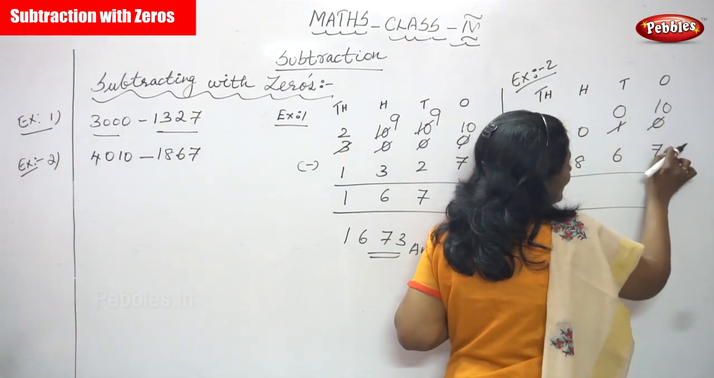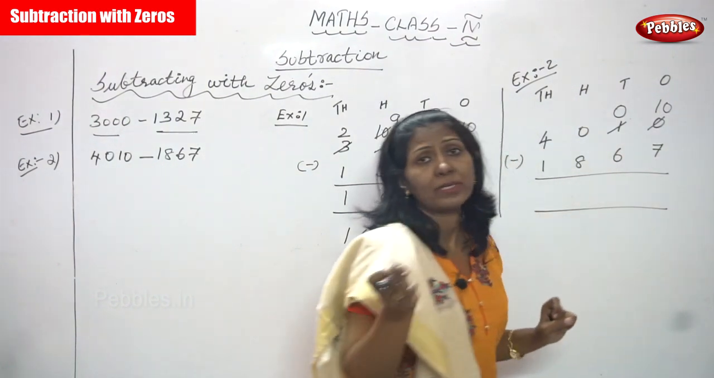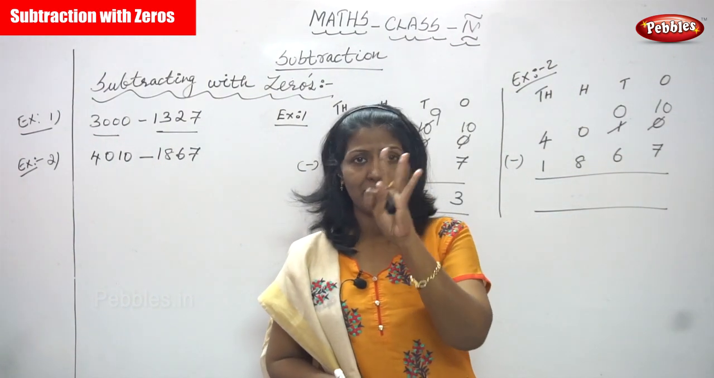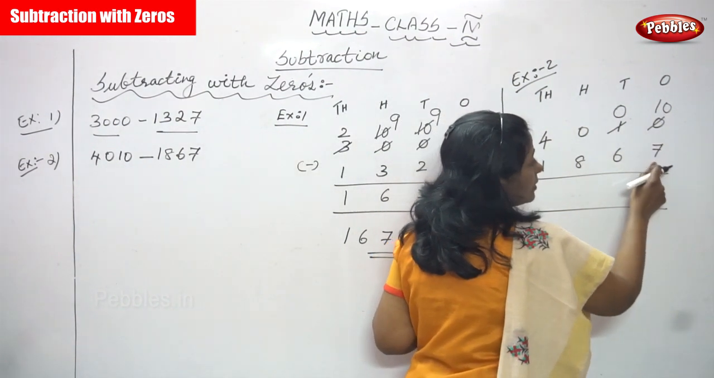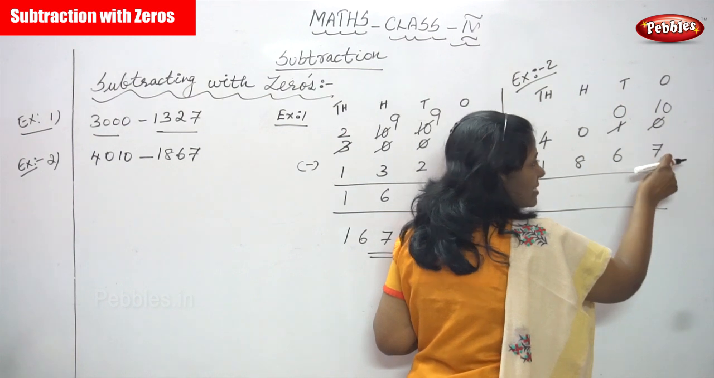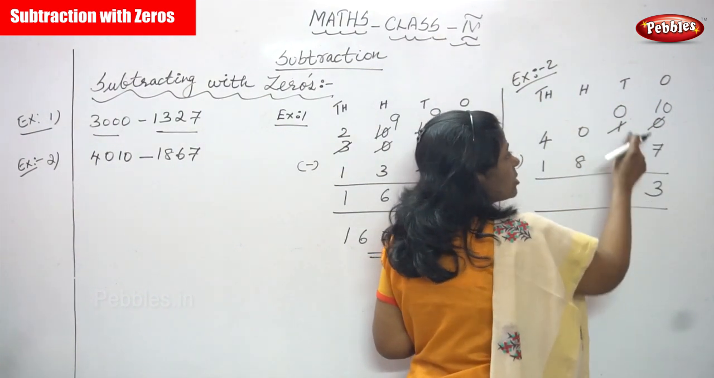So 10 minus 7. You have to start with the backward counting, after 7 up to 10. So 8, 9, 10. The answer is 3. So you have to put 3. That is backward counting after 7 up to 10. So the answer for 10 minus 7, you can get 3.